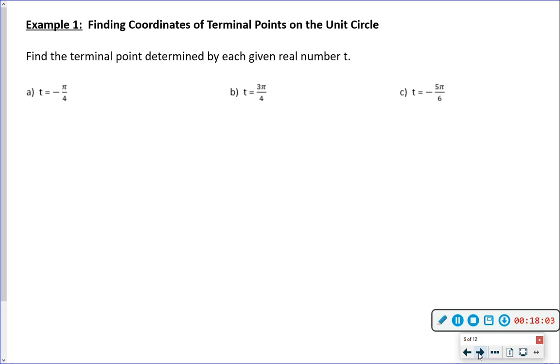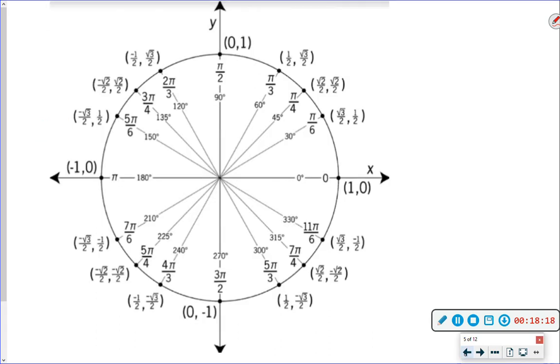So negative pi over 4. Well, for fun, let's convert it into degrees. Or you should know it. What's pi over 4 in degrees? 45. So I'm going to flip back to the circle. Remember, this doesn't have negatives on it. We're not going to freak out. Negative just means we rotate clockwise or down. So to go from 0 to negative 45 is going to land you right here. It's just asking you to write down the ordered pair to that point. So I'm just going to flip the slide here and write down square root of 2 over 2, negative square root of 2 over 2.